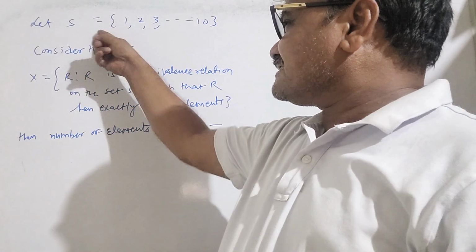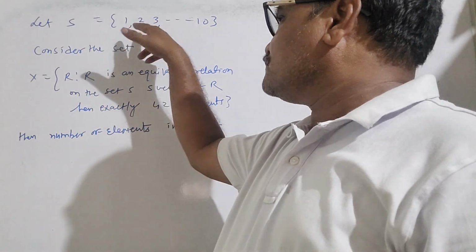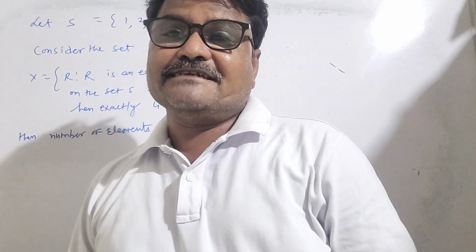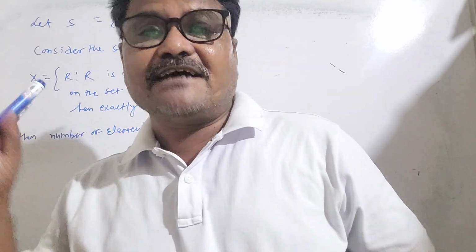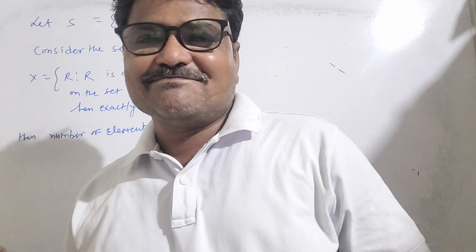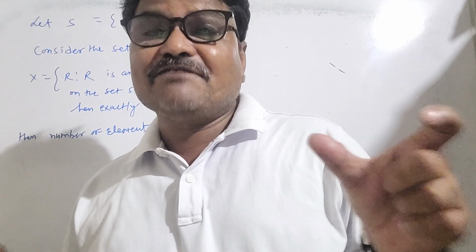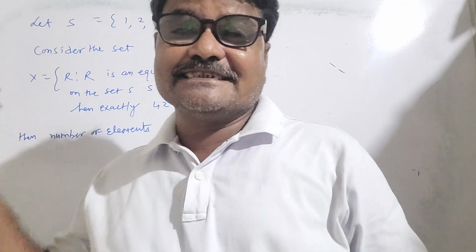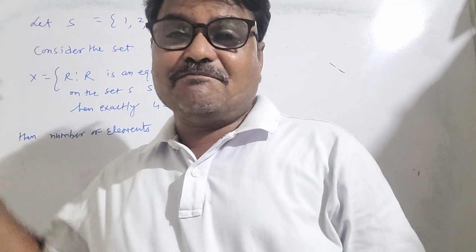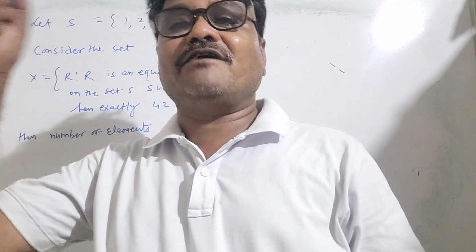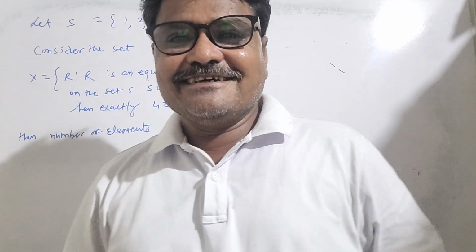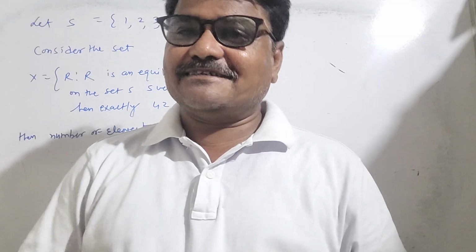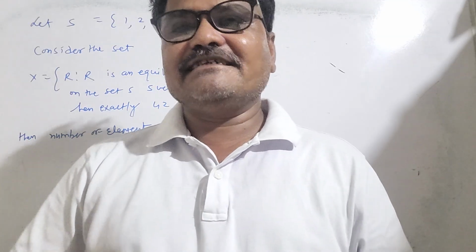R is defined on set S, which means (1,1), (2,2), (3,3), (4,4), (5,5), (6,6), (7,7), (8,8), (9,9), (10,10) have to be there in R, correct? So that it is a reflexive relation. But we want those relations R which contain exactly 42 elements. Apart from these 10 elements, you have to search for the other 32 elements which follow the equivalence rules, that is reflexive, symmetric and transitive as well.